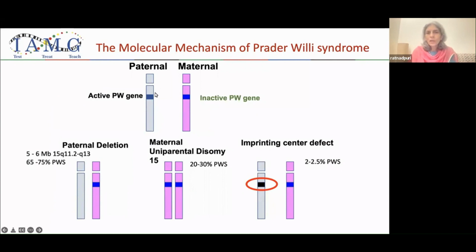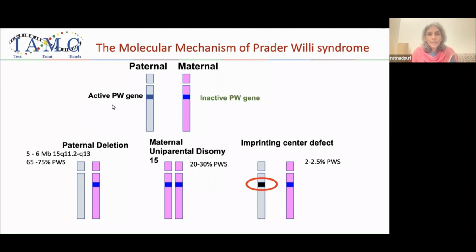You'll understand once we see the molecular mechanism of Prader-Willi syndrome. Now, remember, for Prader-Willi syndrome, there is one copy of the genes inherited from the father and one copy inherited from the mother. The Prader-Willi gene inherited from the father is the active allele. The one inherited from the mother is the inactive allele. If by any genetic mechanism we knock off the paternal active allele, there will be no active copy of this gene, and therefore it will result in a disease phenotype.